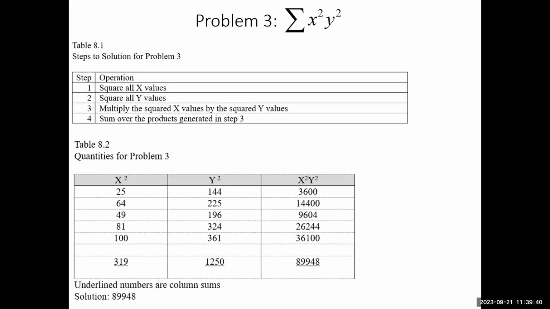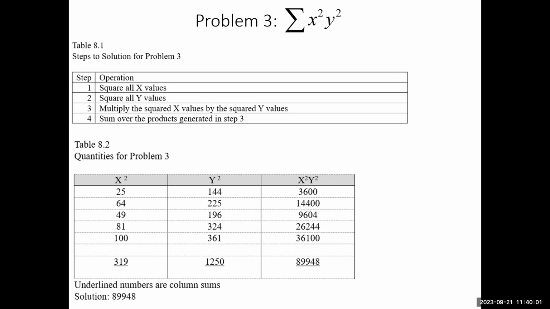For problem 3, I would read that equation as sigma x squared multiplied by y squared. Okay, so again, we've got powers or exponents, we've got multiplication, and then we've got summation with the sigma symbol. So in table 8.1, I lay out the steps. Step 1, we're going to square our x values.